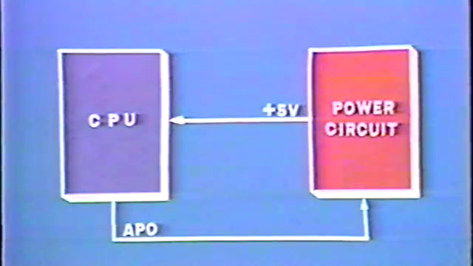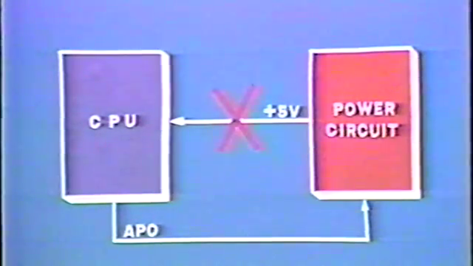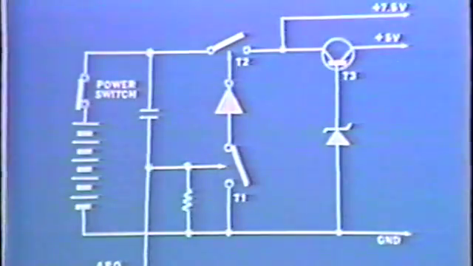That's right. The APO signal from the CPU is necessary to operate the power circuit, but the CPU cannot operate because it cannot receive the plus 5 volts power supply from the power circuit. Thus, T1 is forced to turn on when the power switch is turned on. The circuit that does this is formed by capacitor C and resistor R.